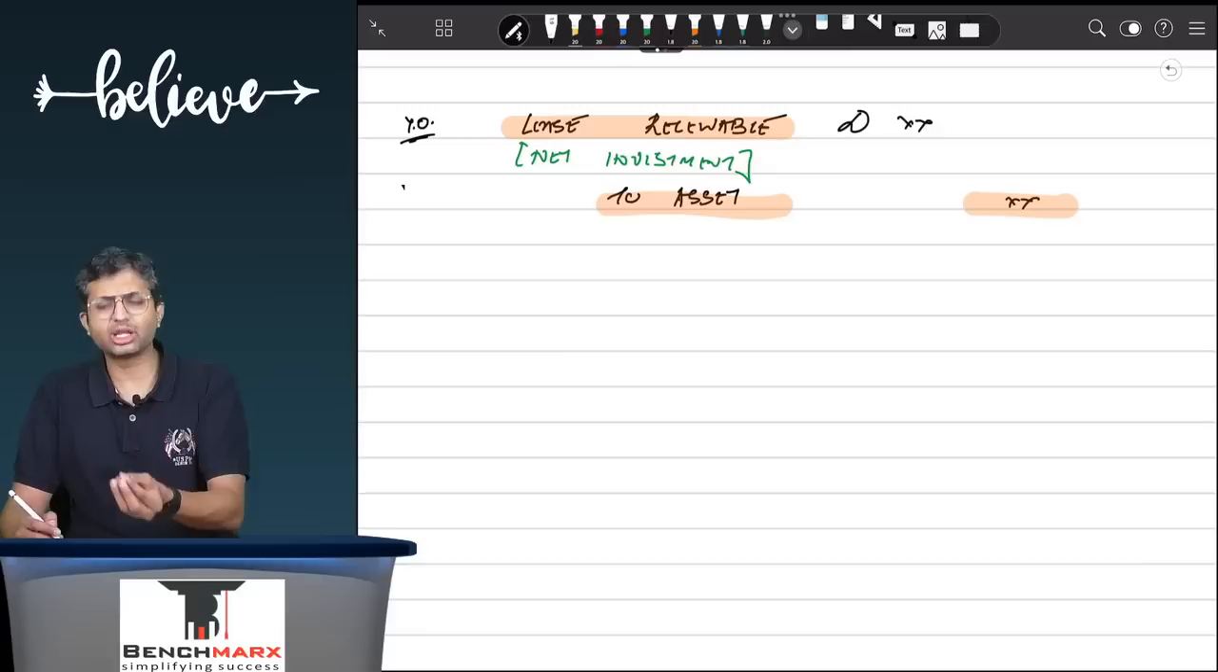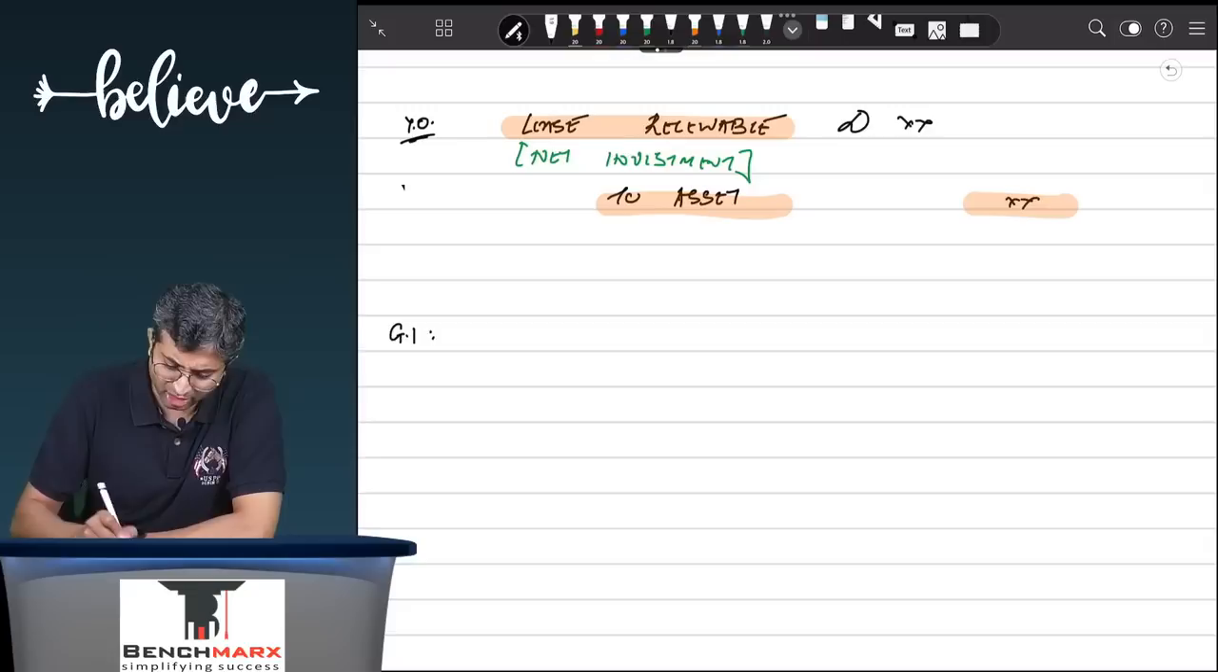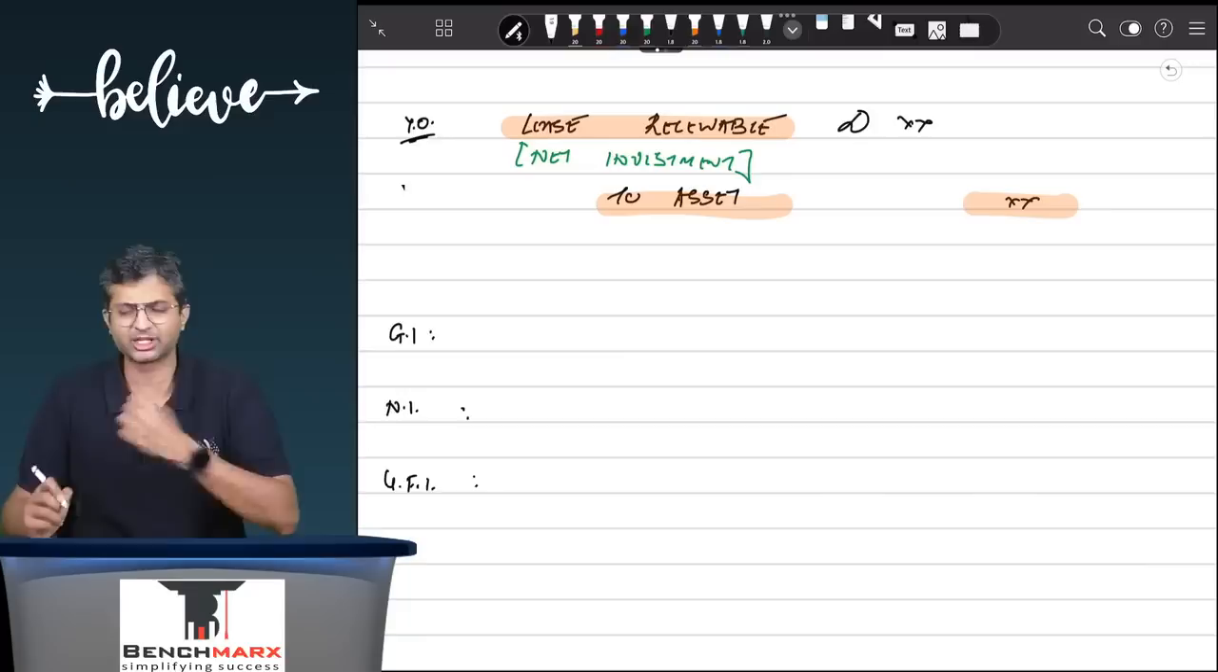Now, what is net investment? Well, for this, you will have to understand another term, which is called gross investment, then net investment, and then unearned finance income. These are three lesser specific terms. If it comes in the exam, these are three lesser specific terms.